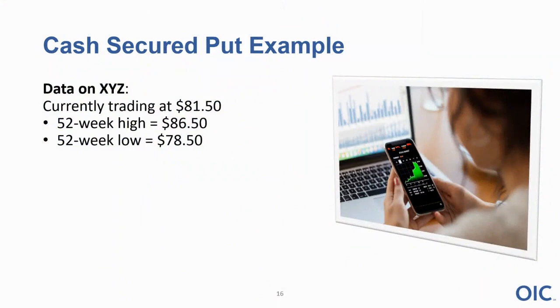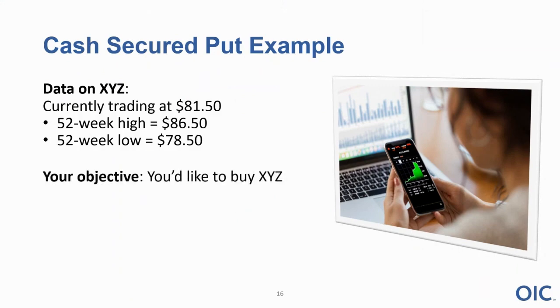It's currently trading at $81.50, and the 52-week high is $86.50, the 52-week low is $78.50. So we're roughly right in the middle of where the stock has been trading over the last year.